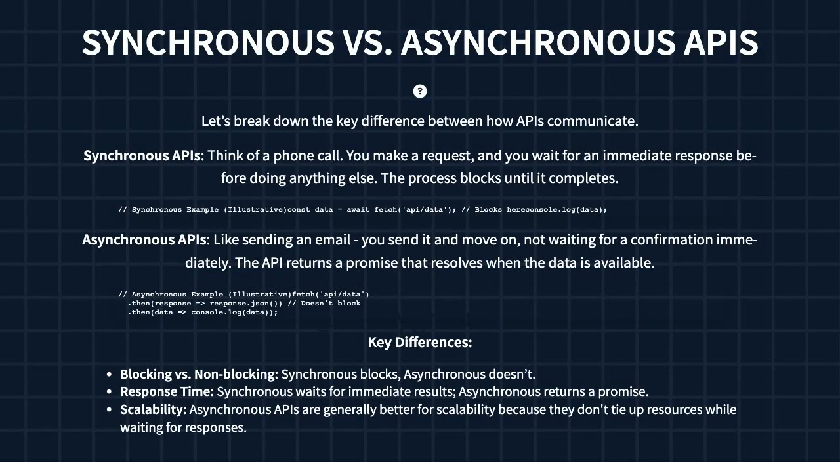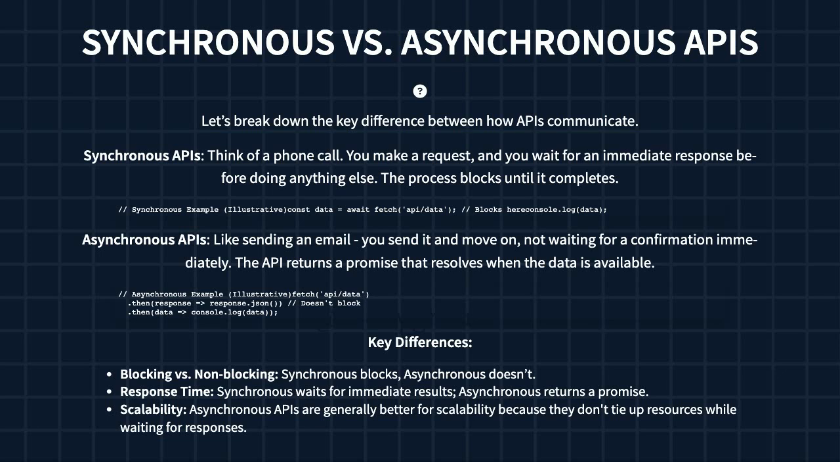Okay, let's talk about how APIs actually talk to each other. We often hear the terms synchronous and asynchronous, and it's important to understand what those mean. With a synchronous API, it's like making a phone call. You dial, you wait for someone to answer, they respond, and then you hang up. You have to wait for that entire interaction to finish before moving on with anything else.